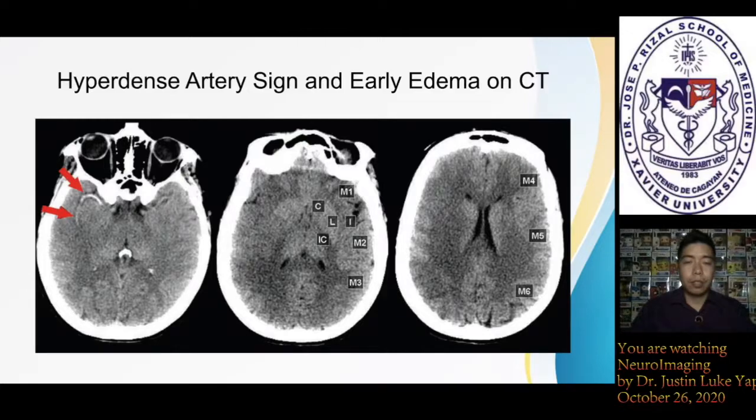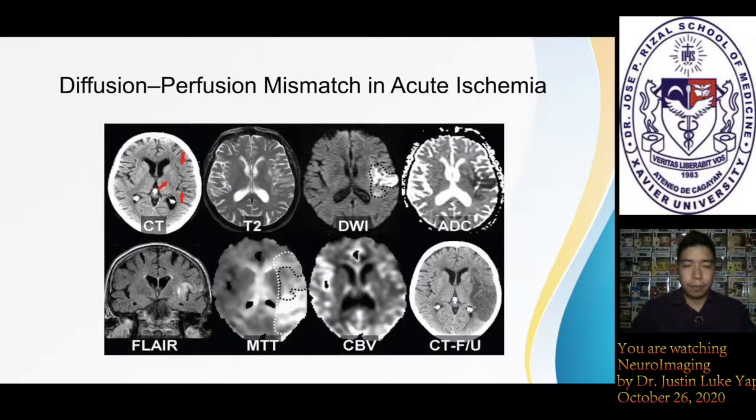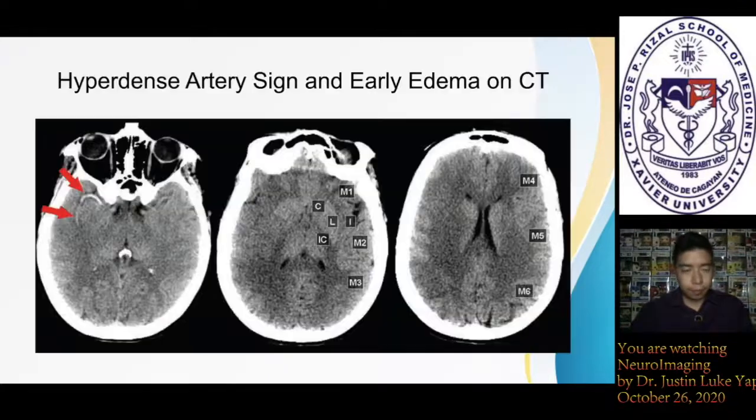If you notice on the right side of the brain, you have this hyperdense curvilinear structure representing your MCA. It's hyperdense because of thrombus or embolus lodged in this region, and there is an associated early edema in this region, the area supplied by the MCA.